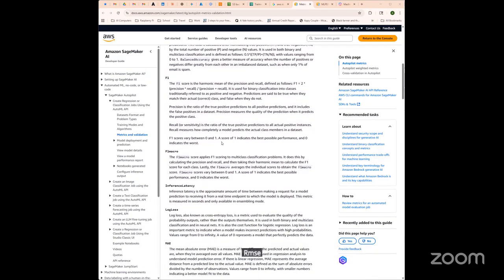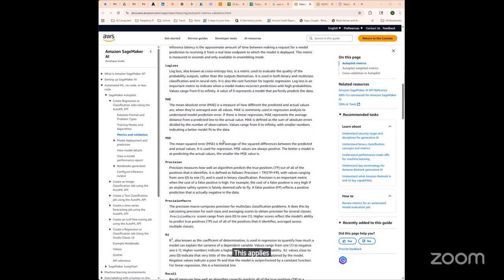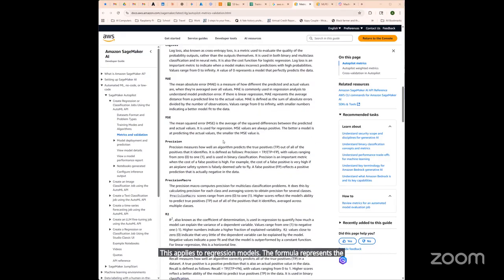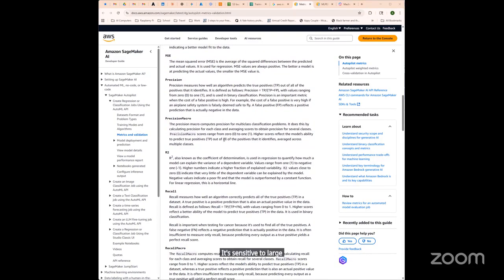RMSE, root mean square error. This applies to regression models. The formula represents the standard deviation of prediction errors. It's sensitive to large outliers. A few bad predictions significantly increases RMSE.